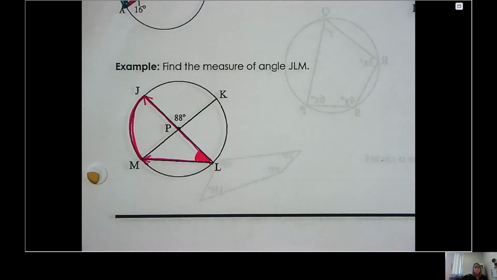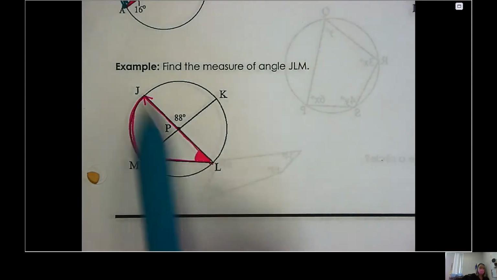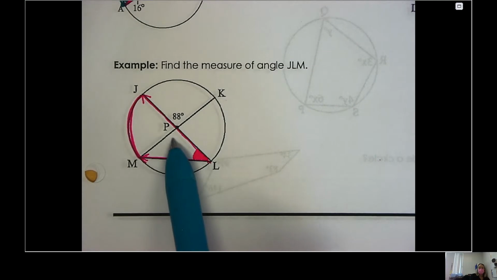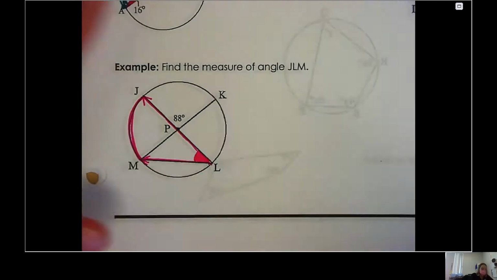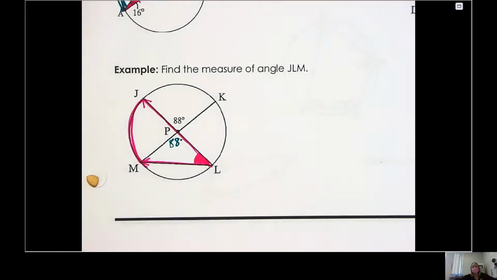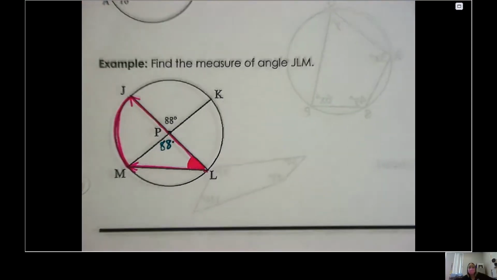Now, what's something that you see in this picture that's given to you? Vertical angles. Which ones are vertical angles, David? And the one right below it. Good. So David's saying, hey, these are vertical angles. These make an X. So since this is 88, guess what this one is? It's 88. Let's mark it in our picture. All right. What else do we know?